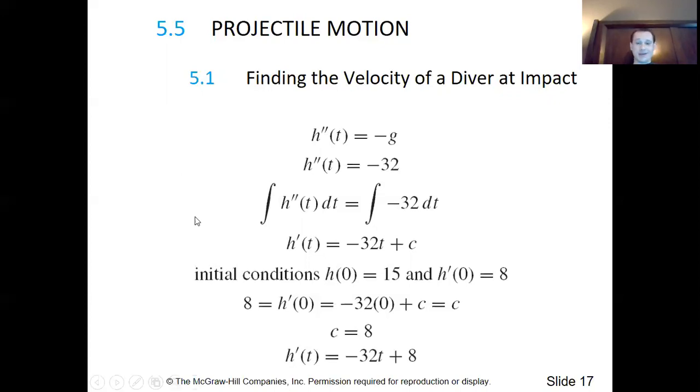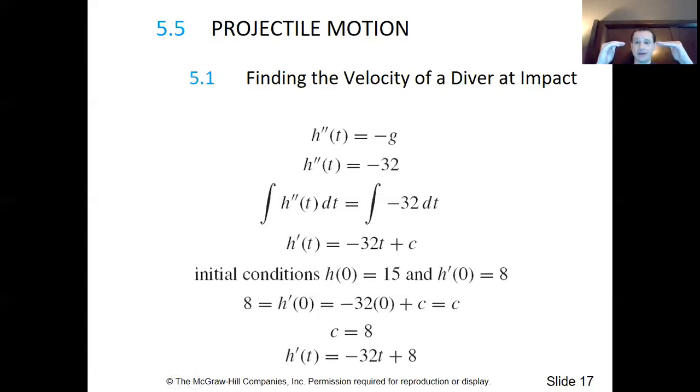Well, okay. So plug 0 into this equation for t. The whole right side would just turn to c then. So the constant is h prime of 0, or the velocity at time 0, which is 8. So the constant's 8. So I can rewrite my h prime equation now without the constant, because I know what it is. H prime of t is negative 32t plus 8.